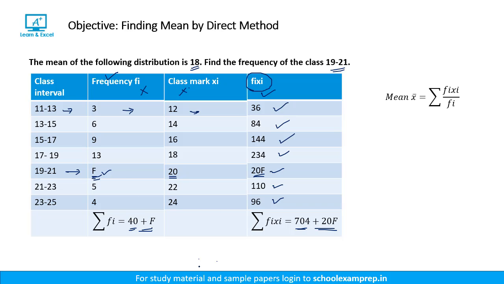The mean is given by the formula sigma FiXi upon sigma Fi. We know the mean as 18. We plug in the values of sigma FiXi and sigma Fi which we found over here. We solve the equation and find the value of f as 8. So the frequency for this class interval 19 to 21 is 8. Here we have used the direct method to find the mean. The direct method can be used whenever multiplying the frequency and the class mark is easy.